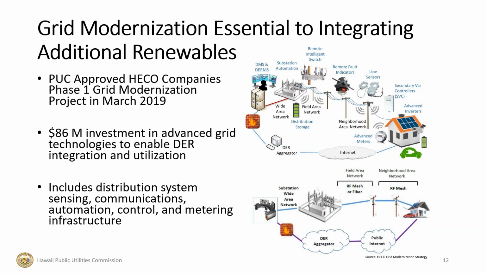So the grid modernization investments that they're planning to make include advanced metering, of course, but also the sensing and communications infrastructure, the automation and control infrastructure that will enable the utility to have better visibility into the grid, especially towards the edge of the grid, and also better control over the grid as well to improve reliability. So we just approved this set of investments, and we would expect that there will be further follow-on as we move into the future.